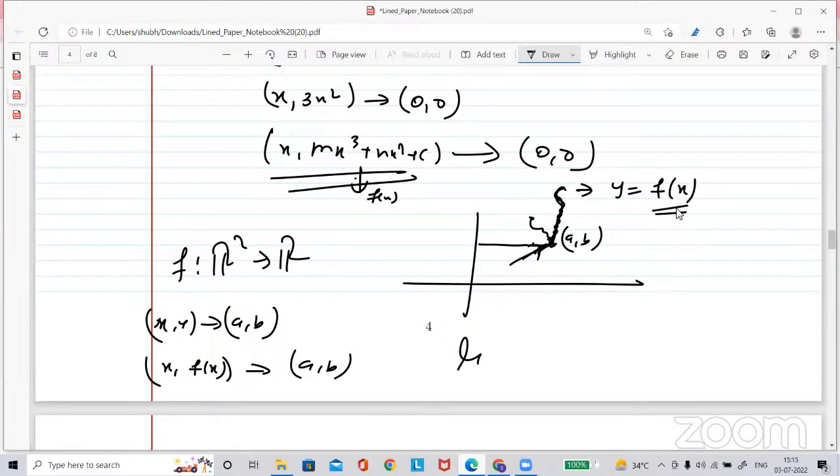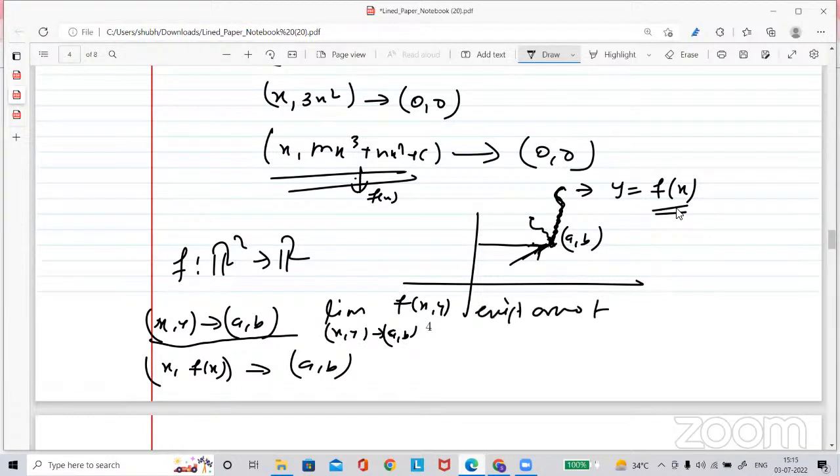Now this limit can be written as the limit as (x, y) goes to (a, b). Does it exist or not? This is the question. This limit can be changed to the limit as only x goes to a, right? You can write x goes to a here. Now x is as it is, and y can be written as this function of x.